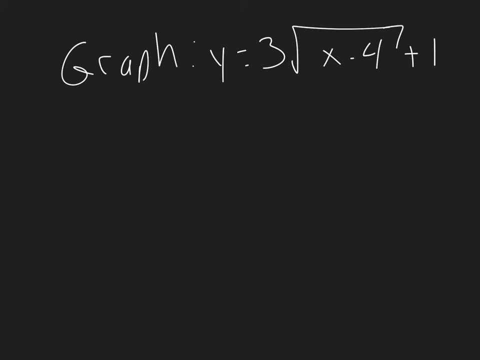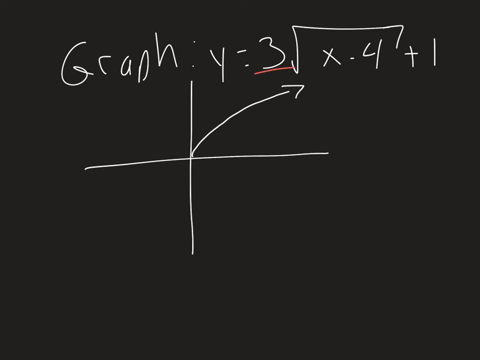So let's do another one. Let's do one that's a little more complicated. So again, we're going to be comparing to our default y equals square root of x, and then we're going to go from there. So let's say square root of x looks like that. Well, I know this one's going to be steeper. That's what the 3 does. I know the negative 4 is going to move it right by 4. And I know the positive 1 here is going to move it up 1 unit.